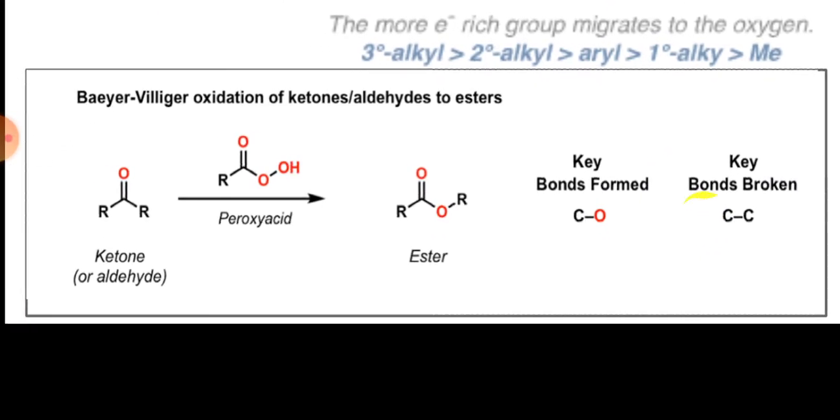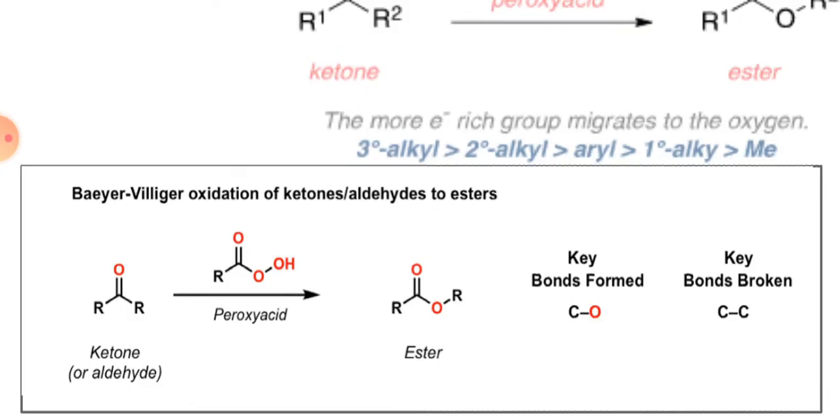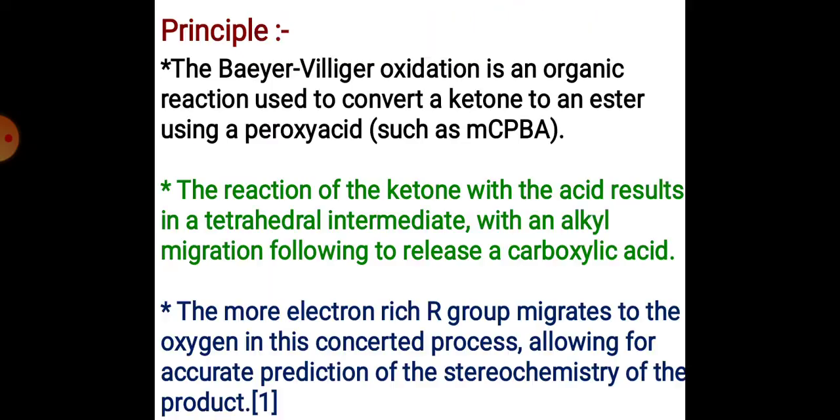Another example is mentioned here: the Baeyer-Villiger oxidation particularly for ketones as well as aldehydes. If you take a ketone, the resulting product is an ester, and if you take an aldehyde, the resulting product is a carboxylic acid. So what is the key step? A C-O bond is developed and a C-C bond is broken. This is the very simple terminology used in the Baeyer-Villiger oxidation.